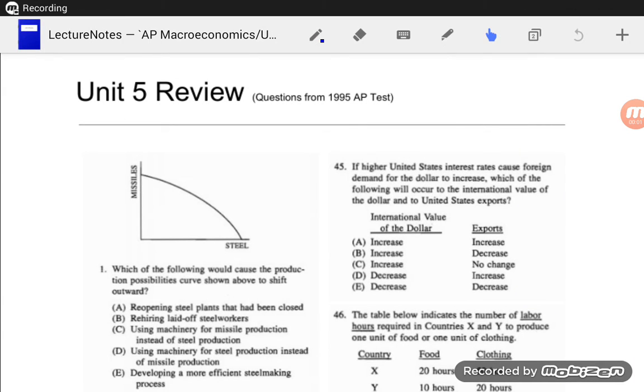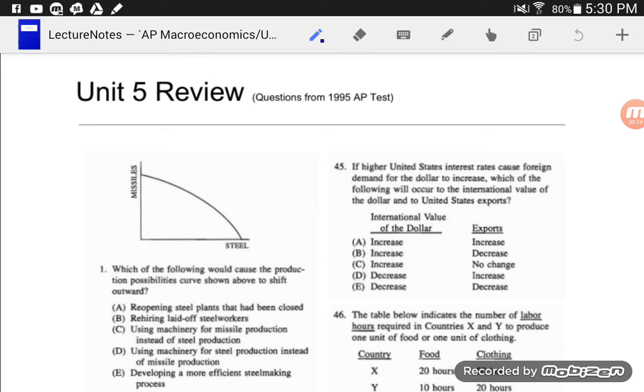Hey all, welcome to this review for your Unit 5 quiz that you've got tomorrow. I'm just going to go through the review guide that I gave you and walk you through my thinking as I would do each of these problems. I'll try to do it as quickly as I can. Of course, if you've got any questions, email me or call me or text me or whatever.